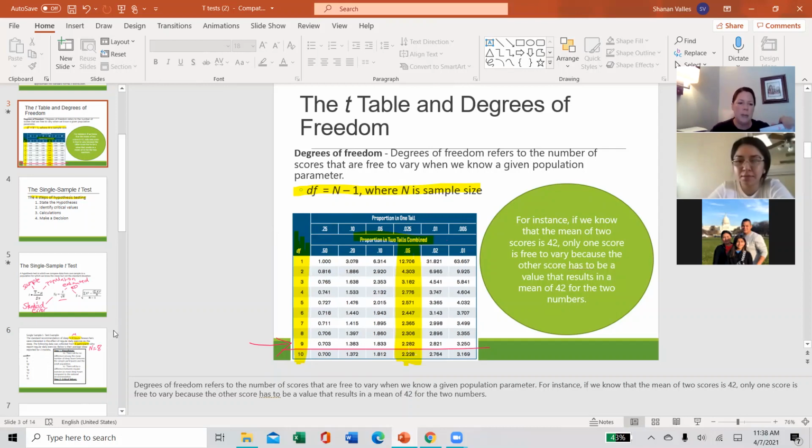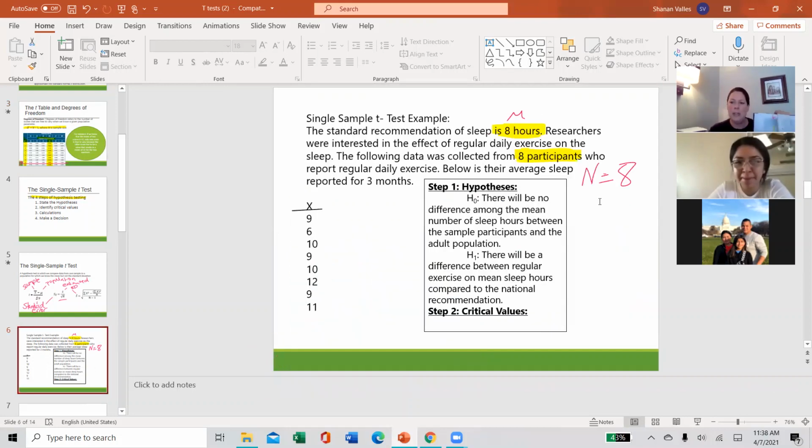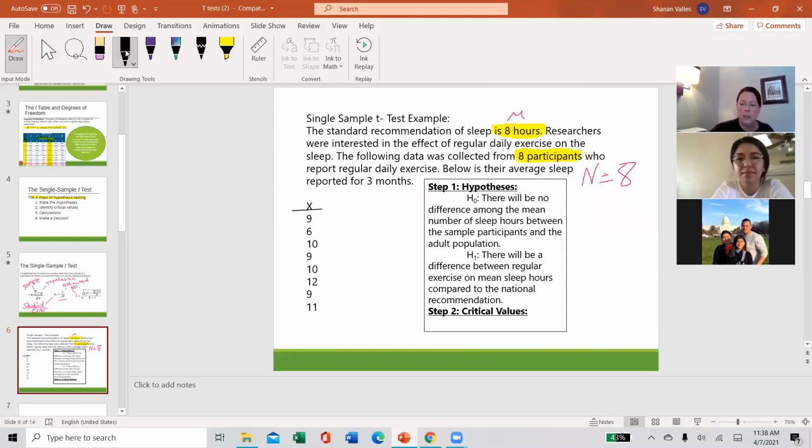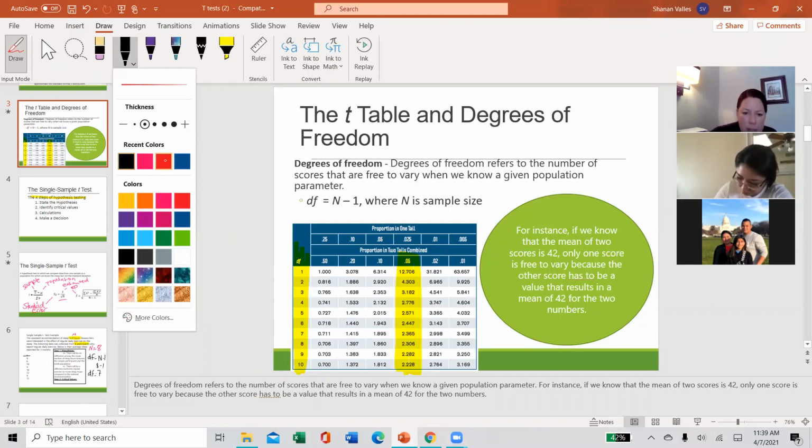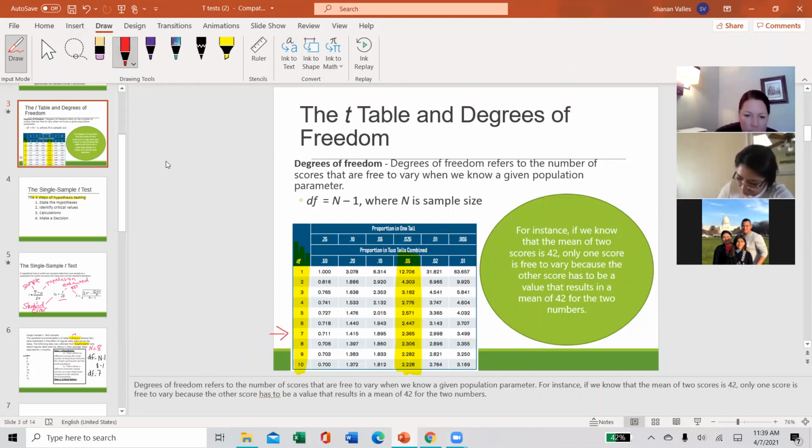So if degrees of freedom is n minus 1, what degrees of freedom will we be looking at for this example? Right, if degrees of freedom is equal to n minus 1, it would be 8 minus 1. So we're looking at a degrees of freedom equal to 7, okay? I'll use this one because it's included here. And let's see, I'll get my red back up. All right, so degrees of freedom of 7 right here, right?